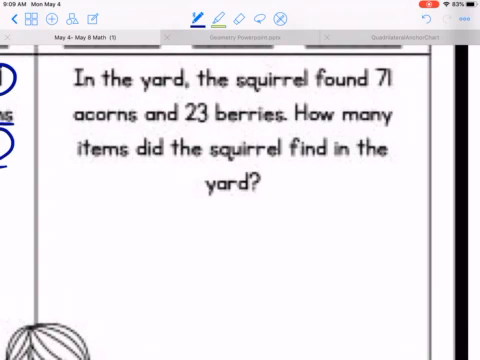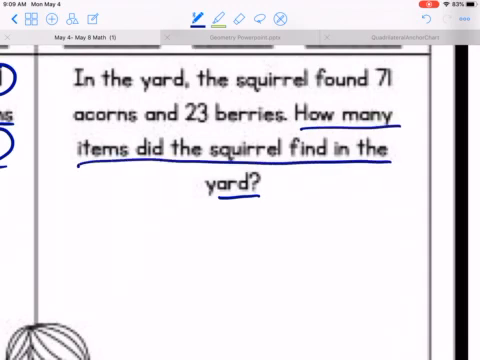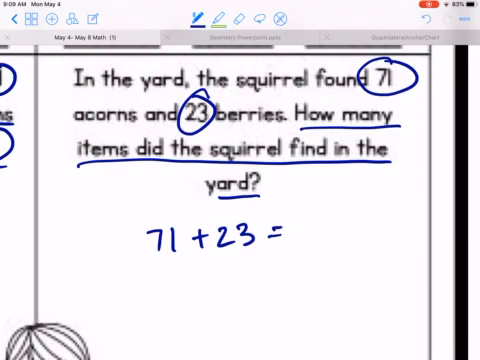This next one says, in the yard, the squirrel found 71 acorns and 23 berries. How many items did the squirrel find in the yard? So there's my question mark. So I'm going to go back and underline the question sentence. 71 acorns, 23 berries. So we're going to have 71 plus 23. Have fun practicing some of these. Should be good. Let us know if you have any questions.